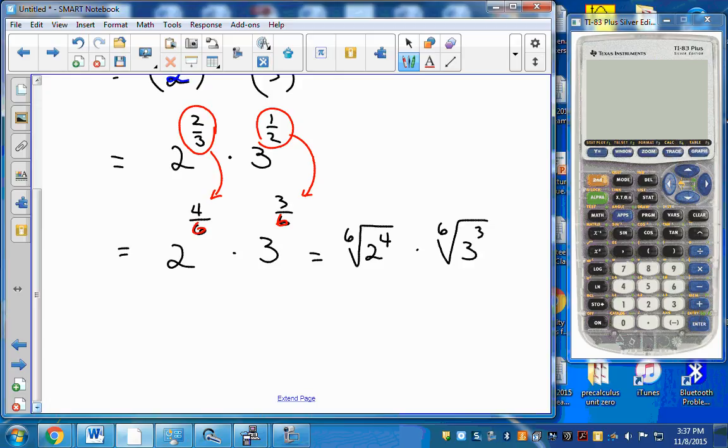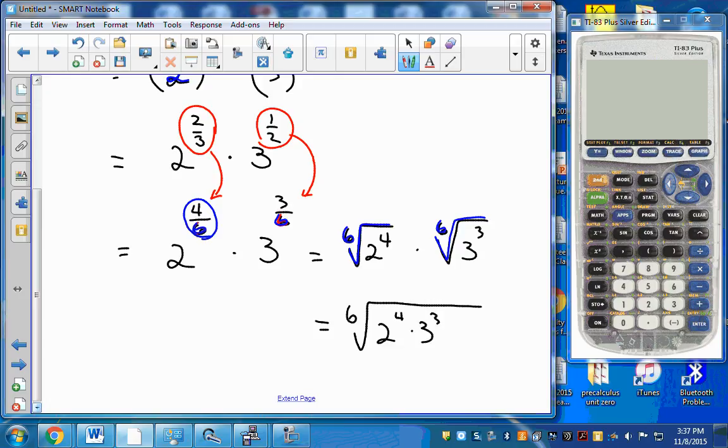Okay? So again, I'm going back and forth between these fractional powers and writing it as a radical. But now why did I do this again? I did this because I wanted the roots to be the same. So I do have the roots the same here. So now I have the 6th root of 2 to the 4th, 6th root of 3 cubed, and now I'm going to put them together as the 6th root of 2 to the 4th times 3 cubed.